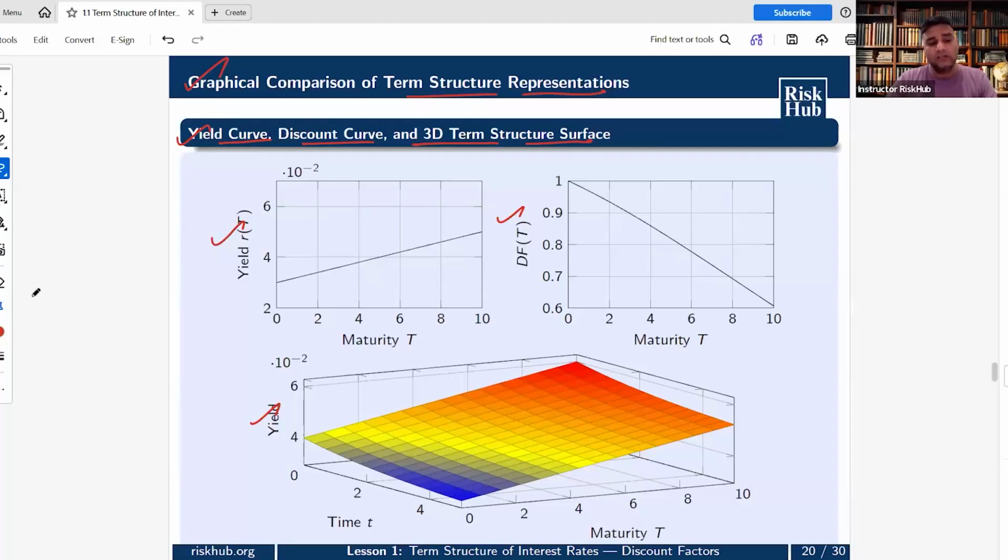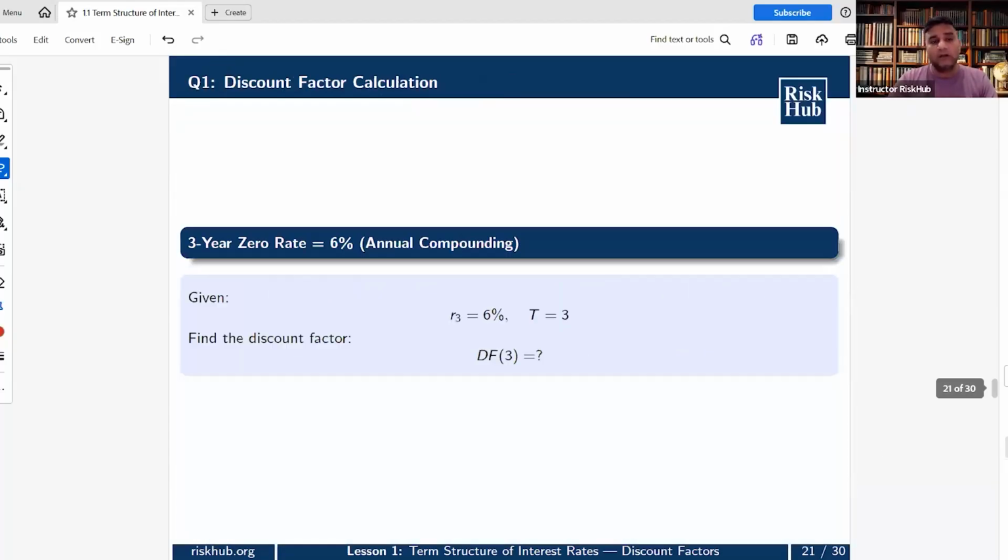It is used in Monte Carlo. Each simulated path is one surface of this shape. Pricing a Bermudan swaption requires the whole curve at each exercise date, not a single date, right? Then we get to the next part, which is question number 1, discount factor calculation, which is given, pretty straightforward.